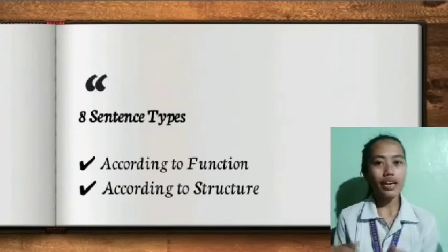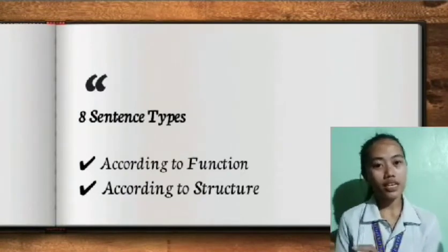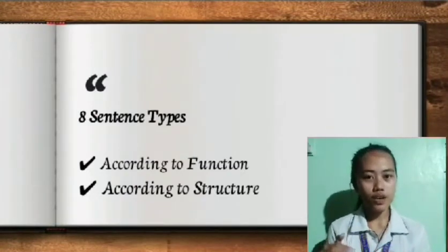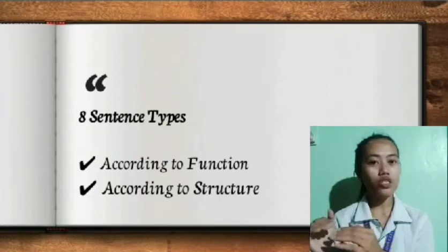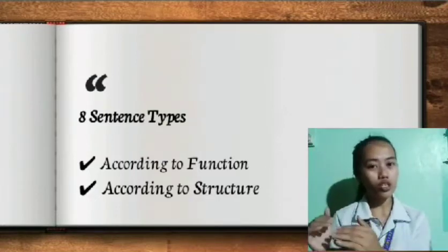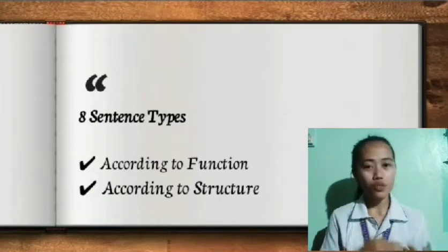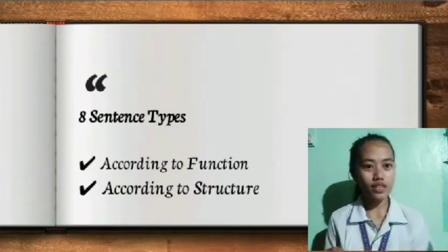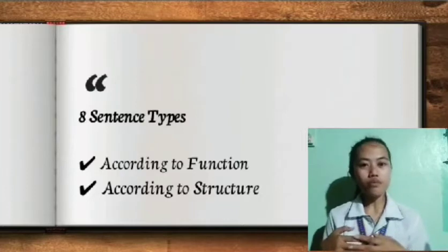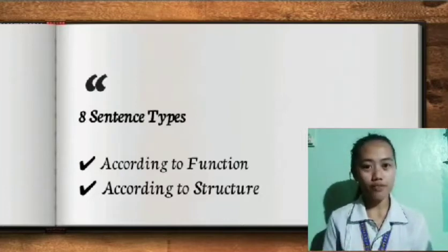There are 8 sentence types in English. They are categorized into 2, 4 of which are according to function, and another 4 according to structure. But we will first discuss sentence types according to function.